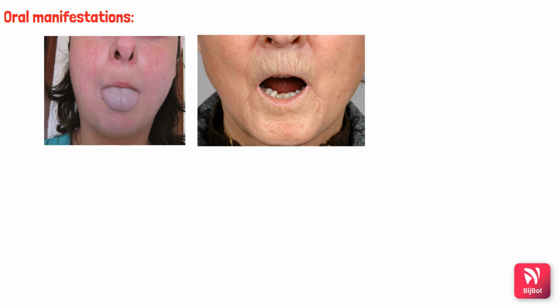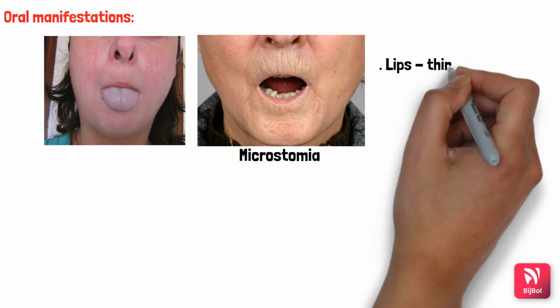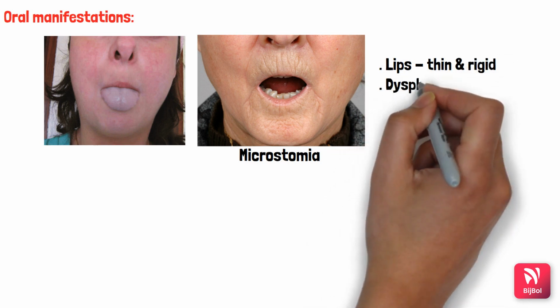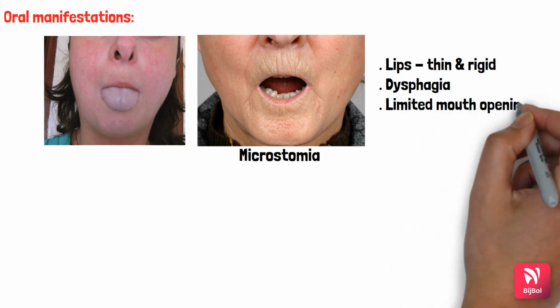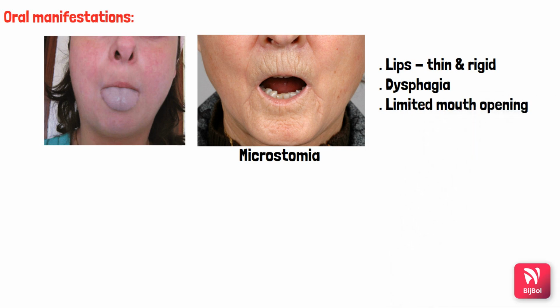And sometimes the lips will become very thin and rigid. As the lips become thin and rigid, they will not open fully, resulting in microstomia, that means a smaller mouth. And because of the involvement of the pharynx and everything, there can be dysphagia also. As there is microstomia, there will be limited mouth opening. This limited mouth opening can be because of microstomia or involvement of the TMJ also.